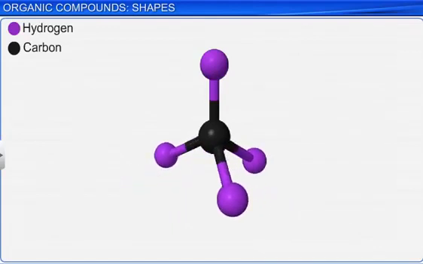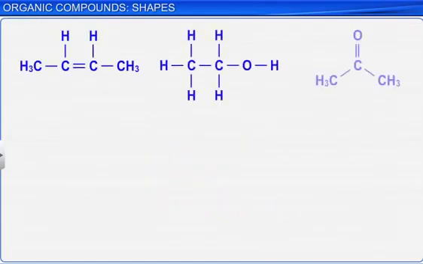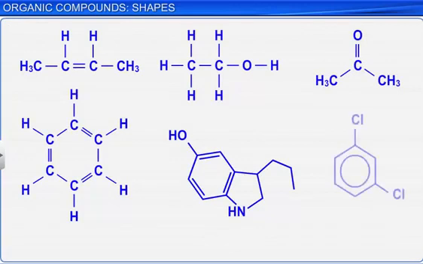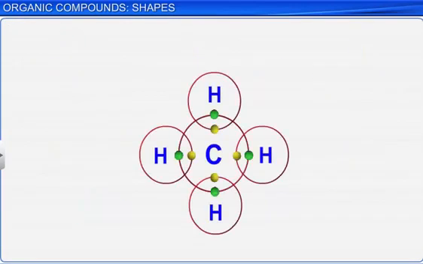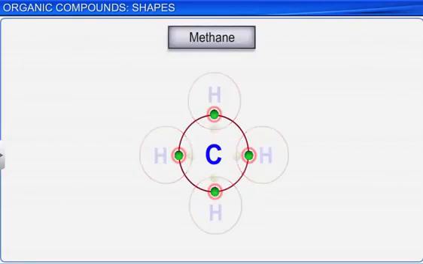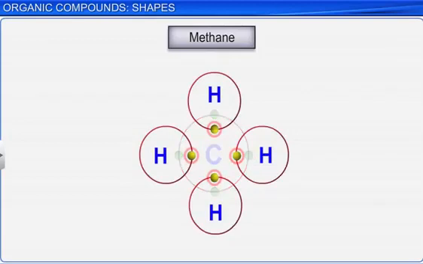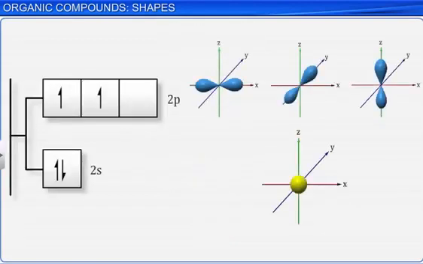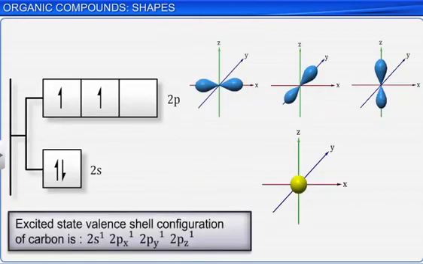Thus, carbon forms a wide range of compounds. In this example, methane is formed by sharing 4 electrons of carbon with 4 hydrogen atoms. The formation of molecules and their shapes can be explained by considering the hybridization of s and p orbitals respectively.